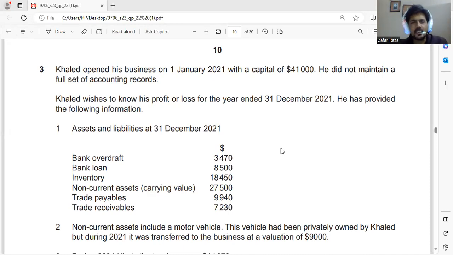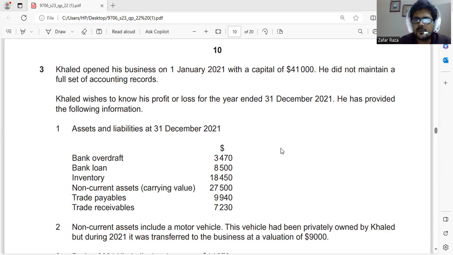Acha, in this question I must tell you one thing. This is a question about single entry. There are two types of single entry. Accounting for incomplete record is usually called single entry also. One is called pure single entry and the second is called mixed single entry. This is a question of pure single entry.